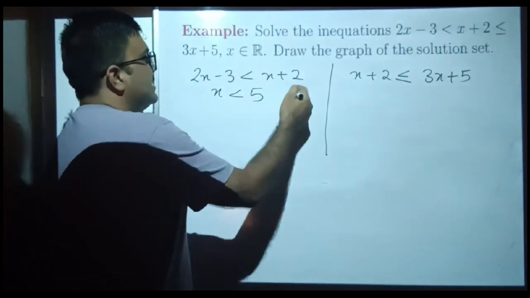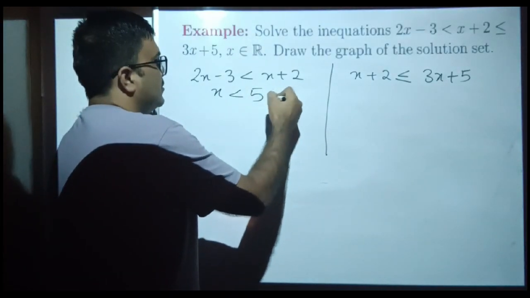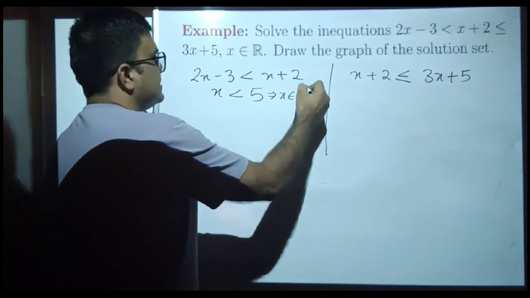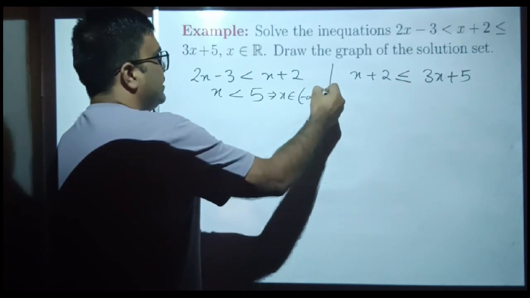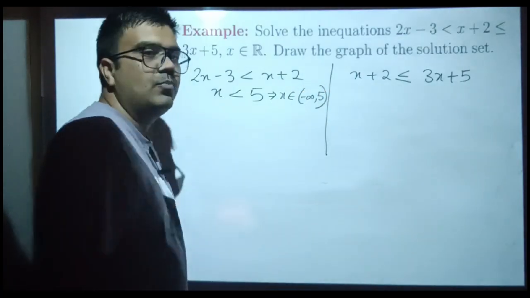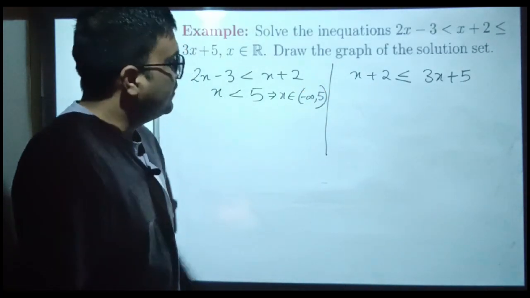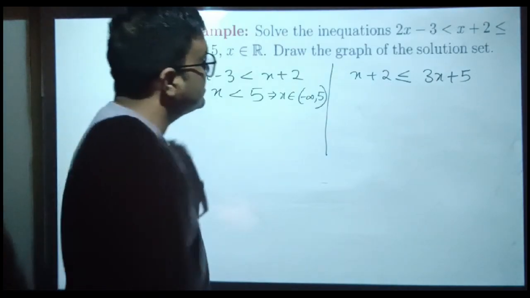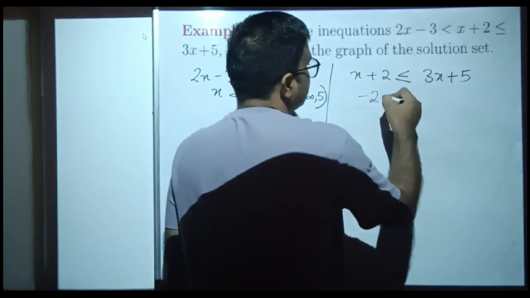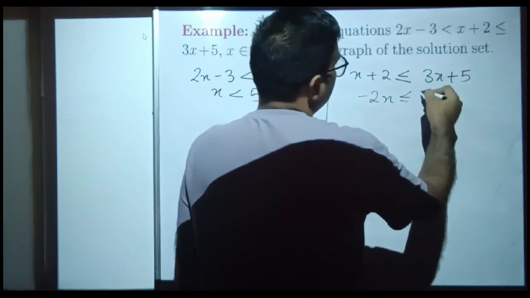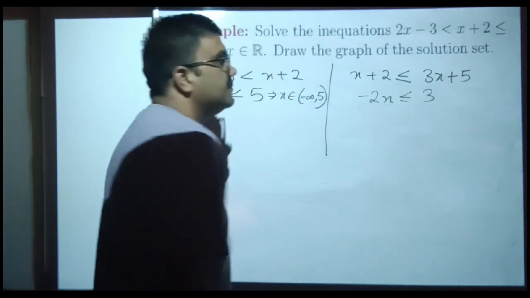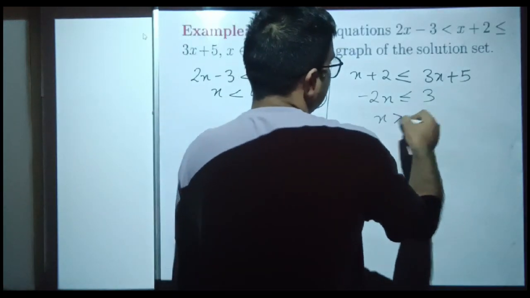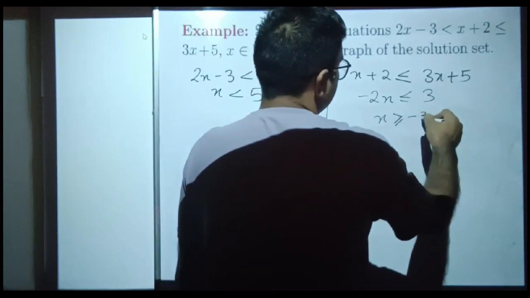X is less than 5 means we are talking about what interval it is represented. It means x belongs to minus infinity to 5, open interval. When we are talking about this second part, and you will solve this, you will get minus 2x is less than or equal to 3. So what we get is x is greater than or equal to minus 3 by 2.